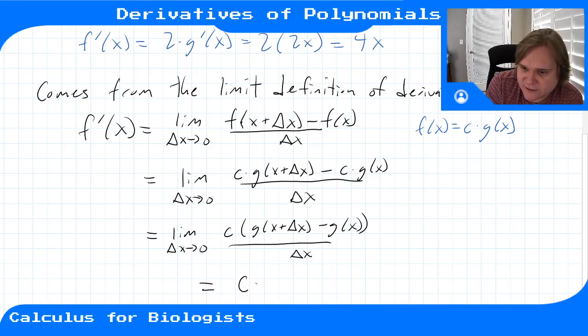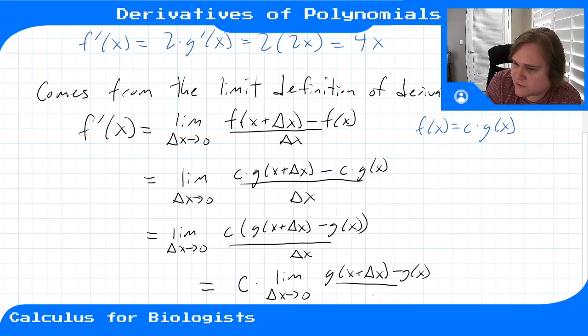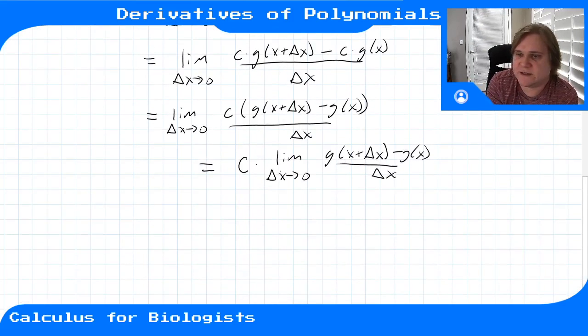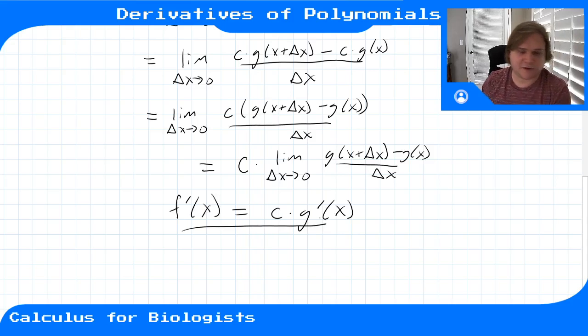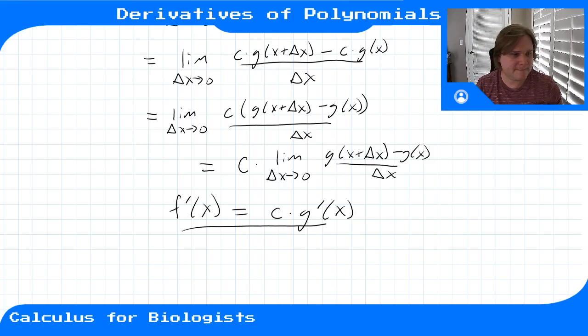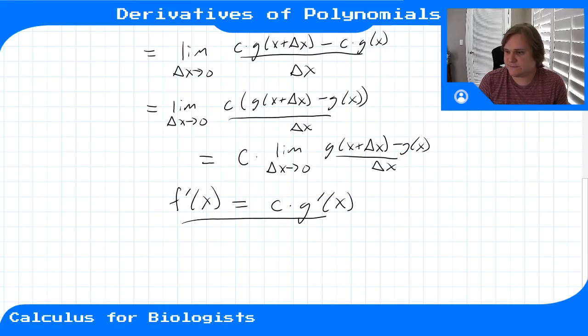So I can pull the c out, so this is c times the limit as delta x goes to 0 of g of x plus delta x minus g of x, over delta x, right? And then this is just the derivative of g. This is the limit definition of the derivative of g of x, so we get c times g prime, okay? That's where the constant product rule comes from, okay? So let's do another example.